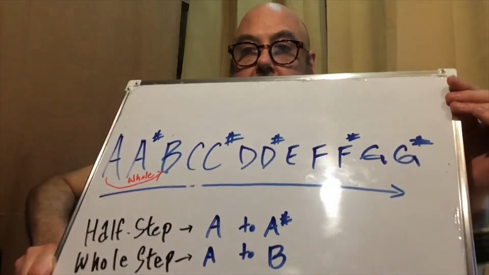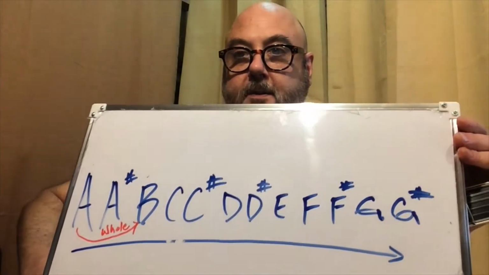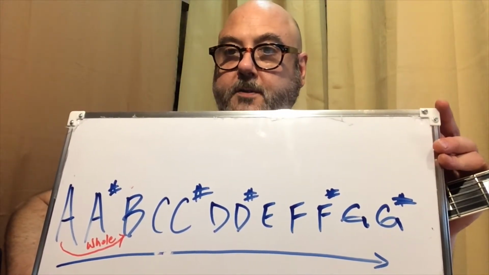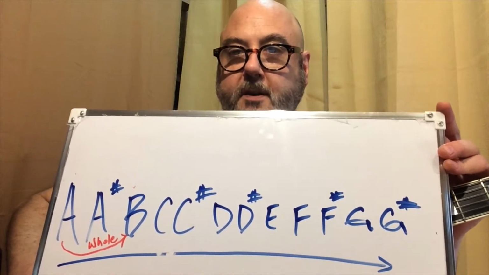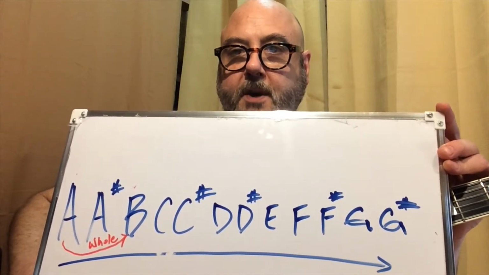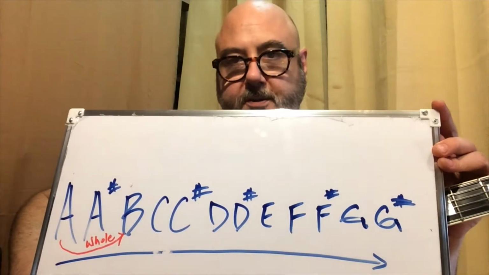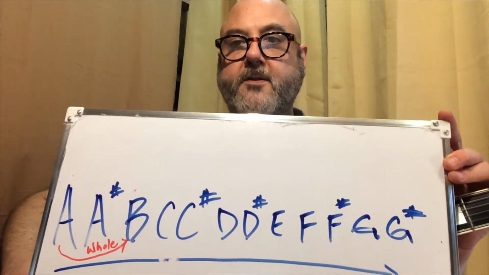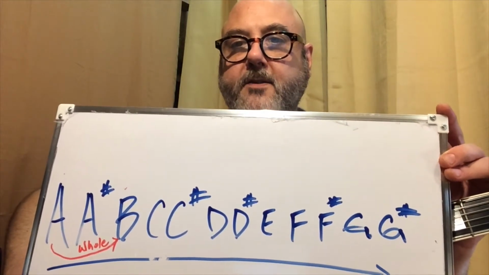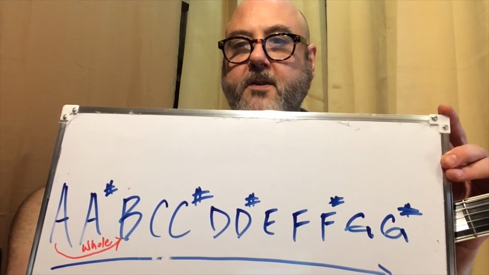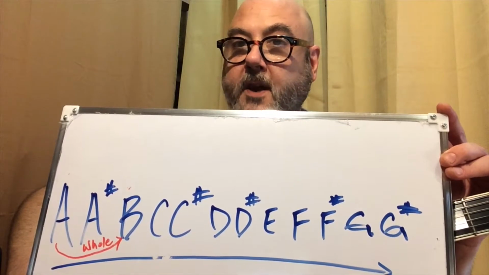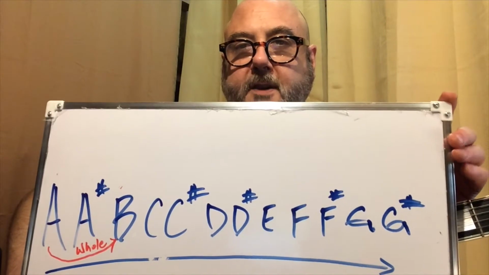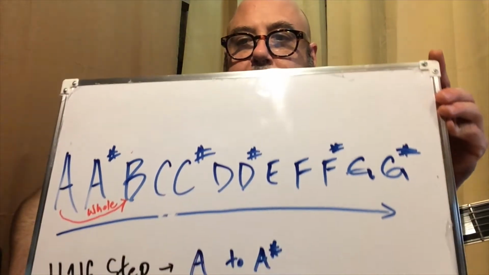And pardon any lighting issues here, but here are the notes in ascending order with the sharps. First, A sharp, B, C, C sharp, D, D sharp. You see where I'm going. Once again, remember that the B does not have a sharp and the E does not have a sharp. Now that's going to mean the C doesn't have a flat, and that's going to mean the F doesn't have a flat. So, all right, let's start with the concept of half steps first.